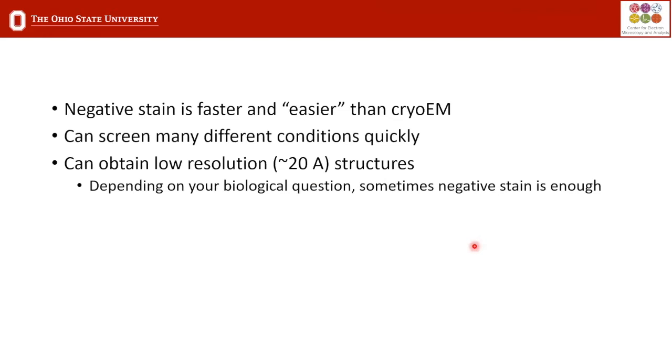So negative stain is a lot faster, and most of the time it's easier than cryo-EM. You can screen a lot of different conditions quickly, so different buffers, different salt concentrations, and you can even use negative stain to obtain low resolution structures, which can help you for later data processing with cryo-EM data, because it gives you a better idea of what shape you're looking for. Also, depending on what exactly your biological question is, sometimes negative stain is enough and you don't even need to go to cryo-EM.